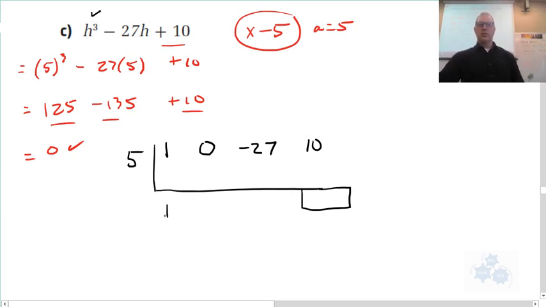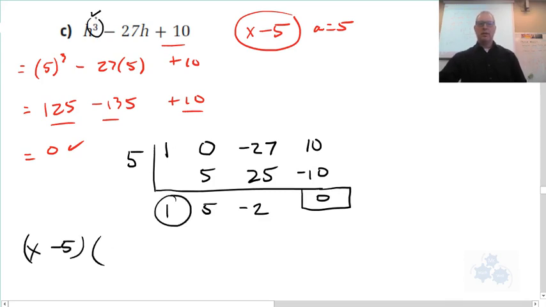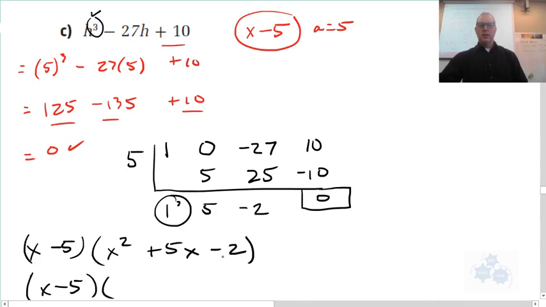So if we try this, the 1 goes there, multiply. Add, multiply. Add, multiply, negative 10, and 0. Okay? So I've got x minus 5 as a factor, and I also now have the squared term, so it's going to be x squared plus 5x minus 2. From there, you could do the same process over again, but at this point, you might be able to just factor that trinomial. So x minus 5 times, okay, actually, is this going to be factorable?